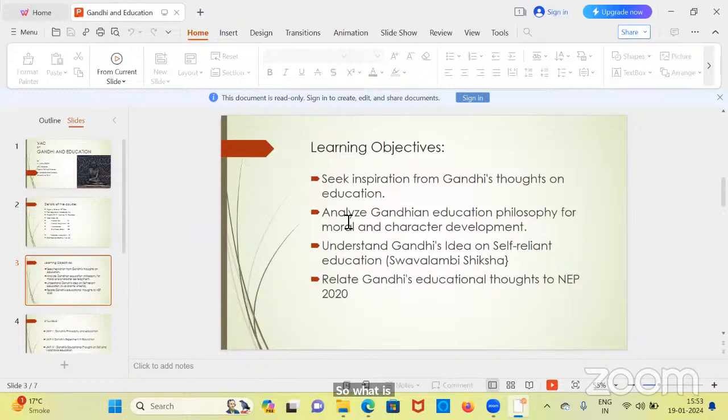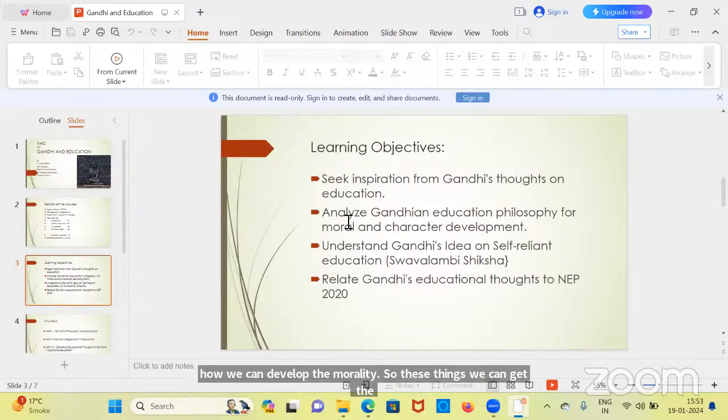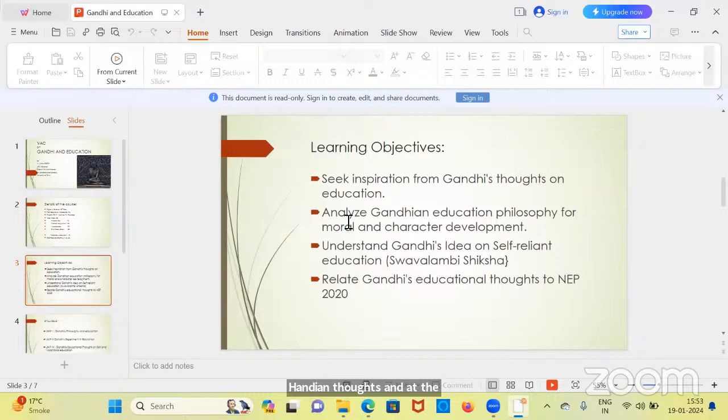Especially through this VAC course, we are seeking inspiration from Gandhi's thoughts on education. Through that, we can learn how to build a good character and develop morality. At the same time, through this education we will be self-reliant. We can study on our own, and we can get awareness by educating ourselves through the ideas of Gandhiji.